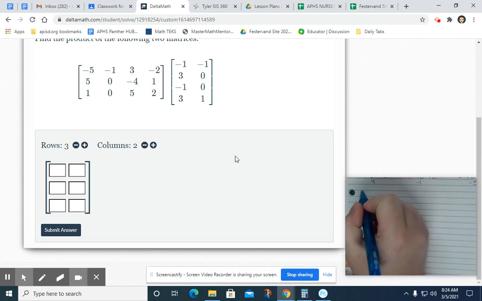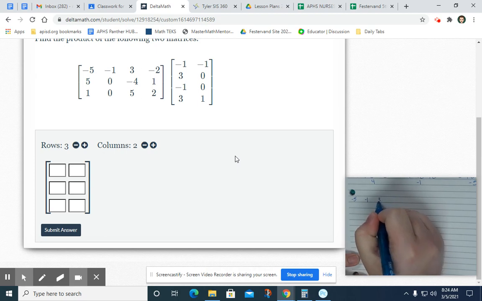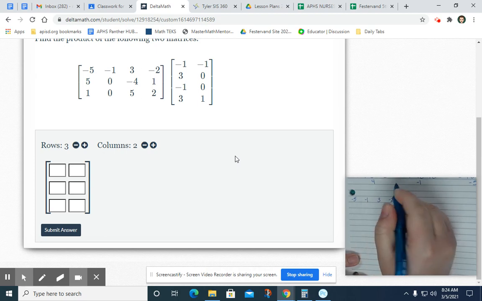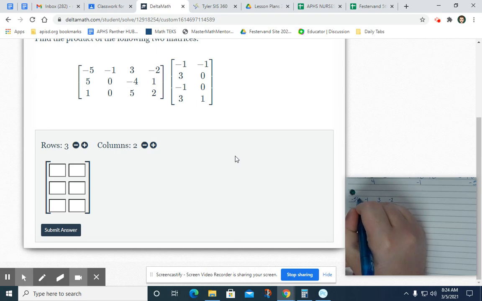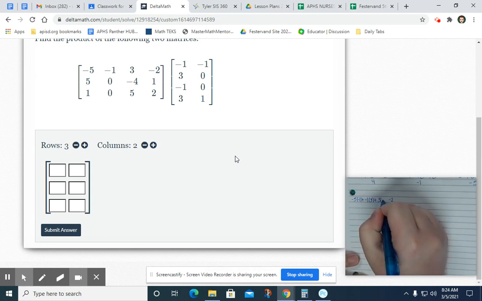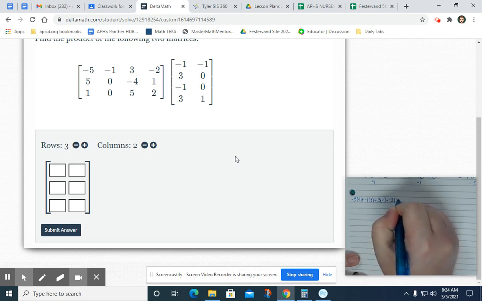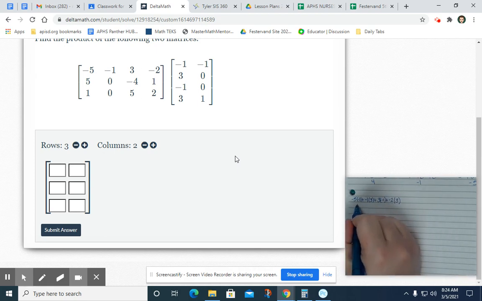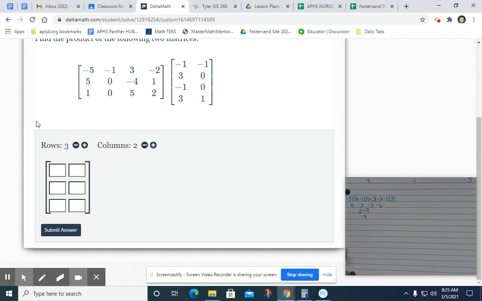I'm going to take row 1, negative 5, negative 1, 3, negative 2, and multiply by column 1, negative 1, 3, negative 1, 3. So I get 5 minus 3 minus 3 minus 6, 2 minus 9, negative 7. So that's going to be this first entry because it's row 1, column 1.